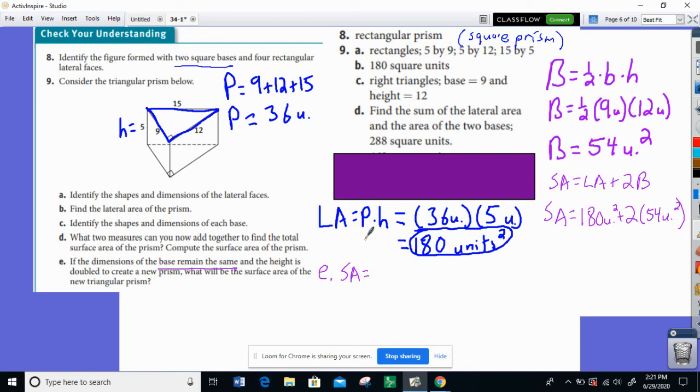What would that do to the perimeter of the base? It would keep it the same, so it would still be 36 units. But if the height is doubled, now this height is 10 units plus 2 times the area of the base. So now this new surface area would be 360 square units plus 108 square units. And that is how we would get 468 square units.